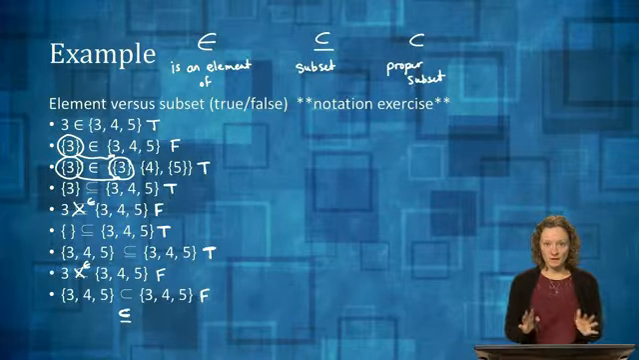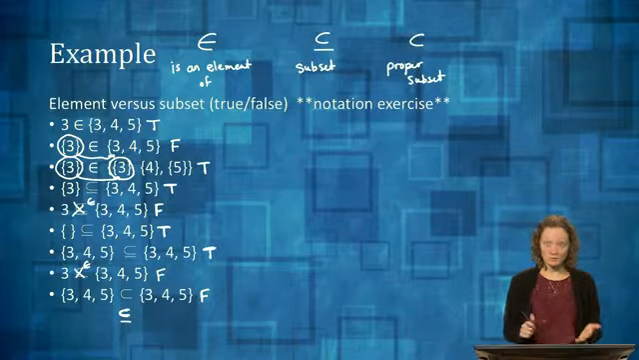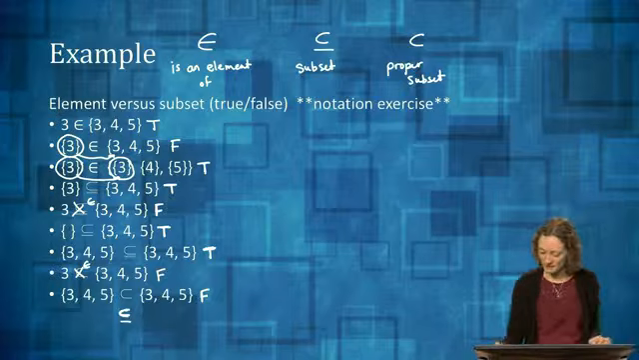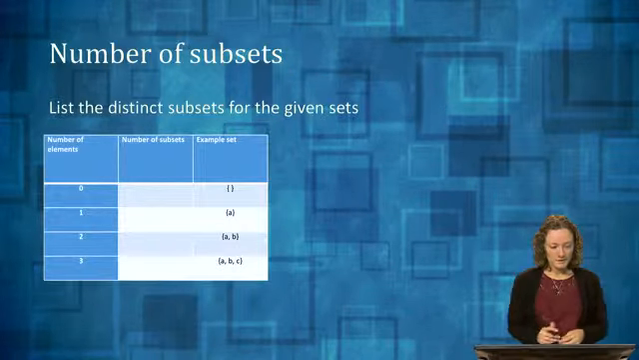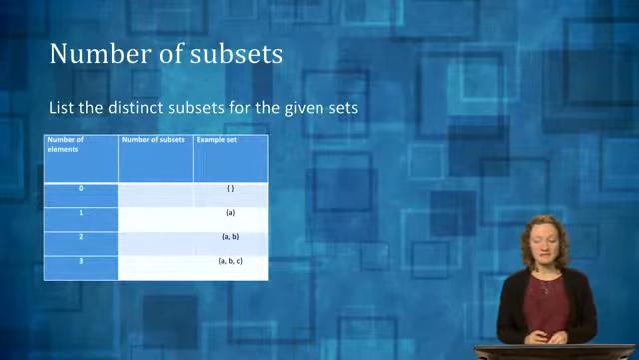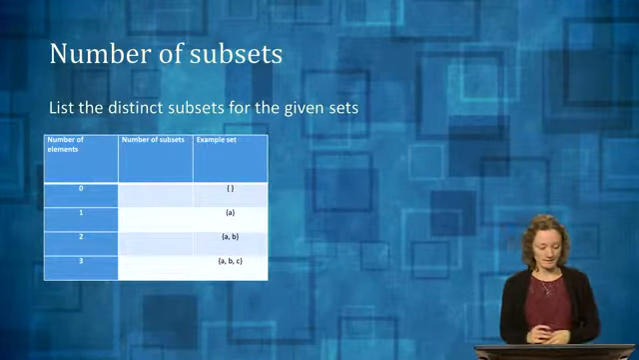All right, so hopefully you've got a better idea of how to distinguish between those 2 symbols. So let's move on to that next objective then. The next objective is looking at the number of subsets. So we're going to list the distinct subsets for the given example sets.